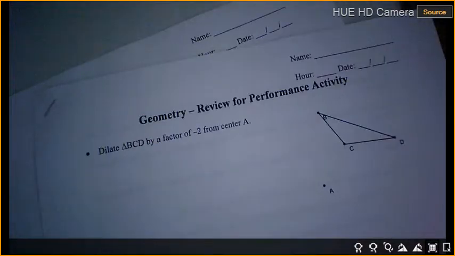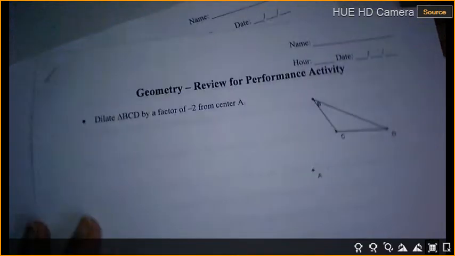So we are looking at the review for the performance activity. I am not going to do every single one of these, but I'm going to try to show the answers to all of the ones that I don't do. So right now we are looking at dilating by a factor of -2.